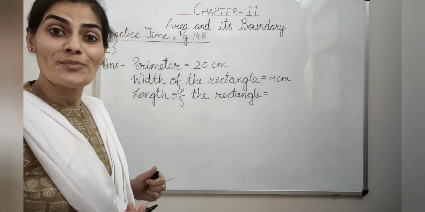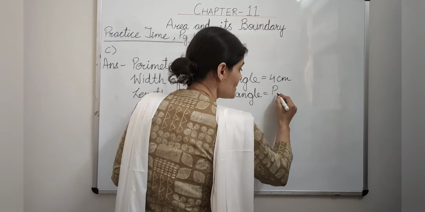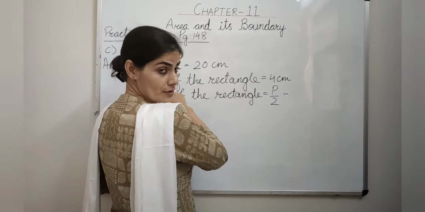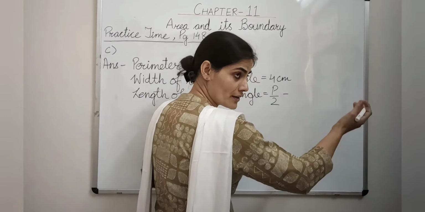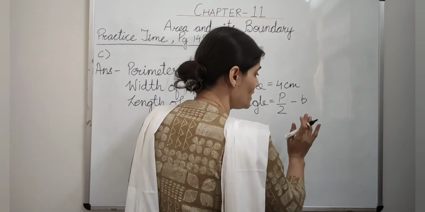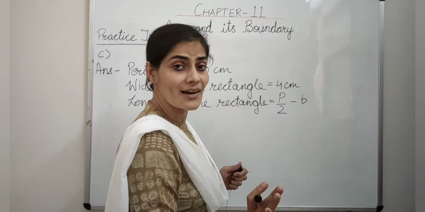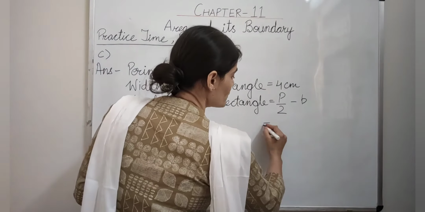Now, what is the formula when perimeter is given? Divide the perimeter by 2 and from that we are going to subtract the given dimension. The given dimension is width. It's up to you. Either you write B or you write small w. Both the ways are right. So, I'll put the value in the formula.